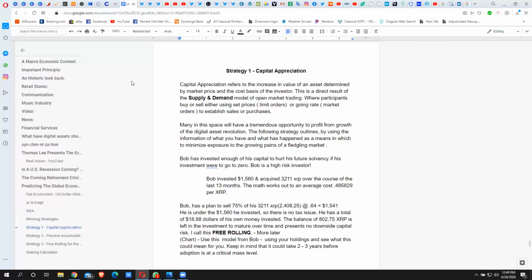He's under the $1,560 he invested, so there is no tax issue to worry about here. He has a total of $18.88 of his own money still invested. The balance of 802.75 XRP is left in the investment to mature over time and represents no downside capital risk. I call this free rolling.